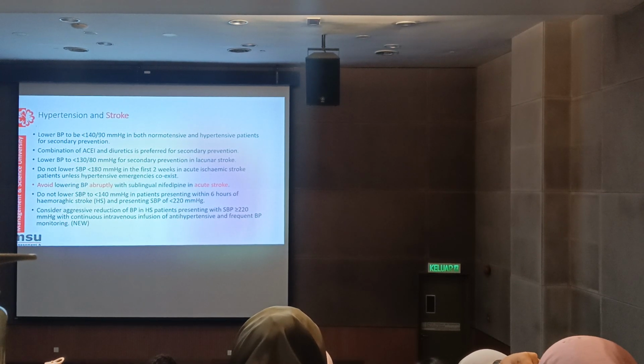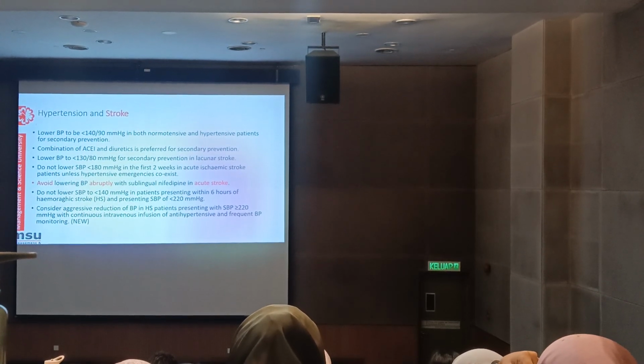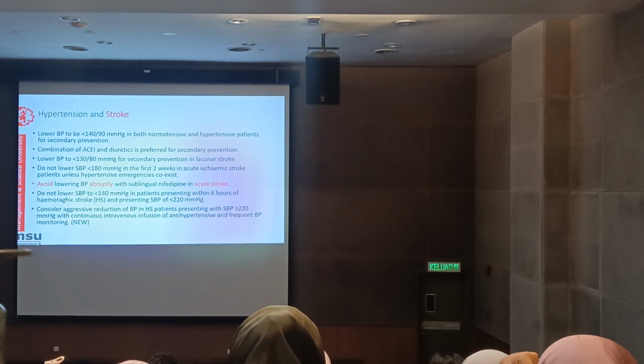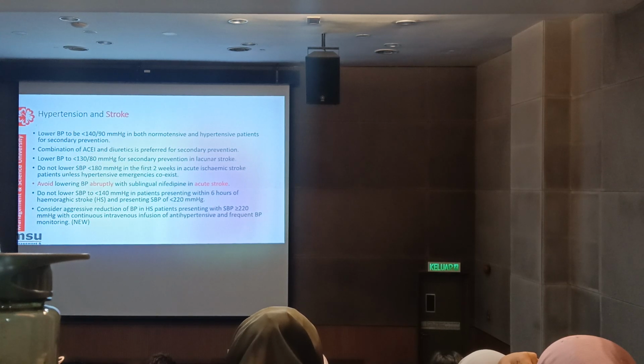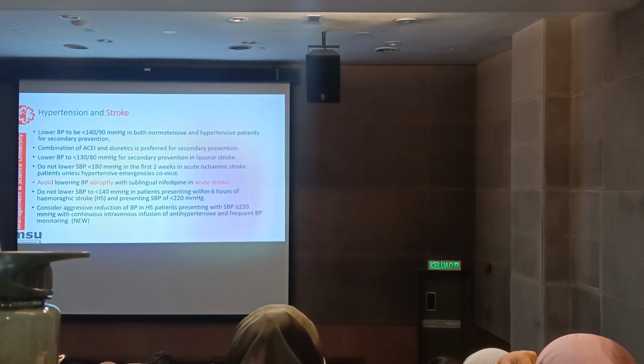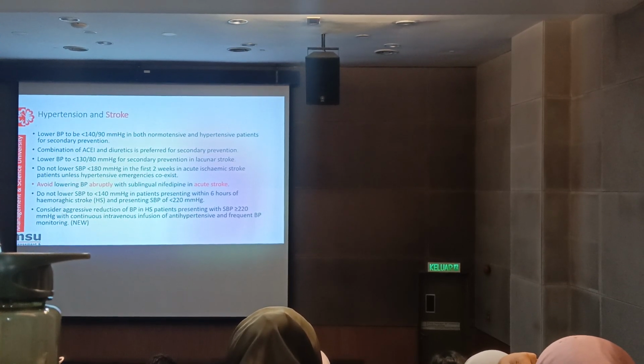Okay, hypertensive patient with stroke, now a problem with the cardiovascular system, isn't it? Stroke. First you have to make sure the blood pressure is less than 140 over 90 millimeters of mercury, in both normotensive and hypertensive patients, for secondary prevention. A combination of ACE inhibitors and diuretics is preferred for secondary prevention.